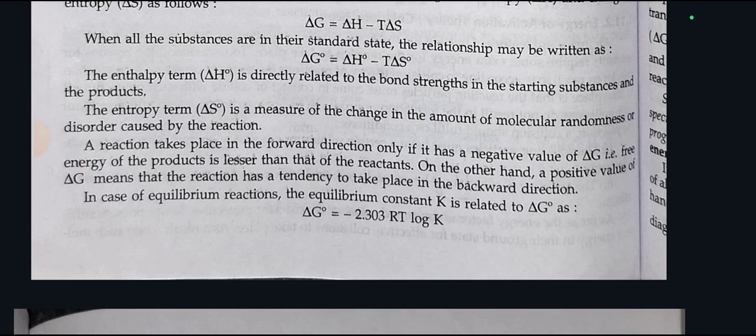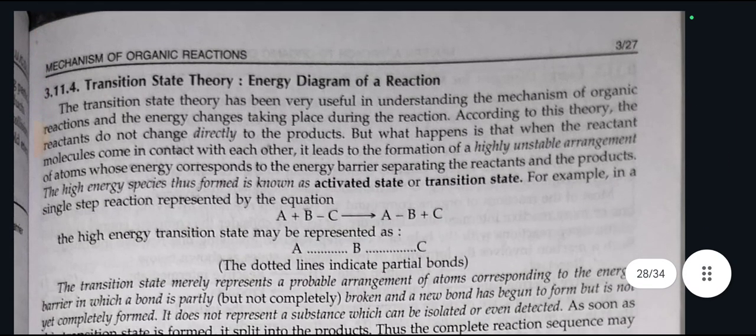caused by the reaction. A reaction takes place in the forward direction only if it has a negative value of delta G, that is, the free energy of the product is less than that of the reactant. On the other hand, a positive value of delta G means that the reaction has a tendency to take place in the backward direction. In case of an equilibrium reaction, the equilibrium constant K is related to delta G naught as delta G naught is equal to minus 2.303 RT log K.